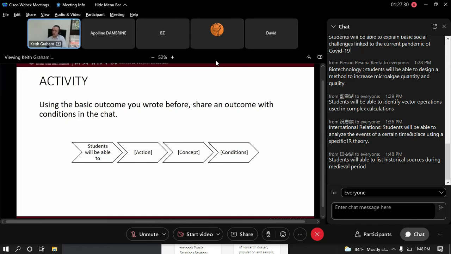Okay, so we have one in the chat now. Students will be able to list historical sources during the medieval period. I think this one's a pretty good one. Well done.